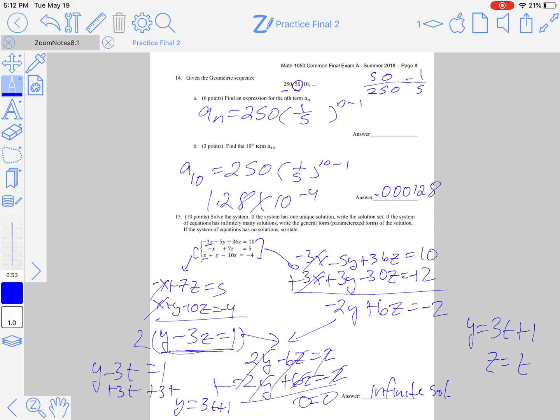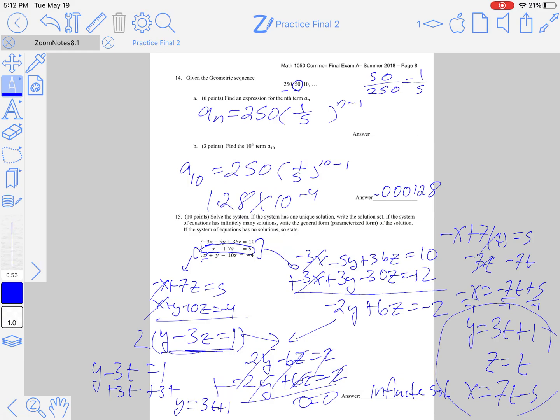Now back substitute into one of these top equations. I'd probably pick this one right here, because I don't even have to deal with the y. I just have to deal with x and z. I get negative x plus 7 times t equals 5. Subtract 7t over. Negative x equals negative 7t plus 5. Divide everything by negative 1. I get x equals 7t minus 5.